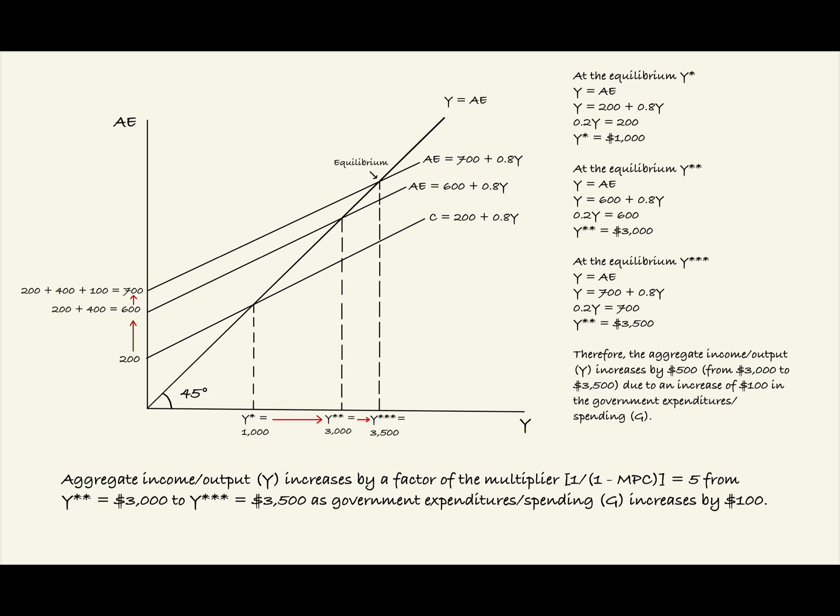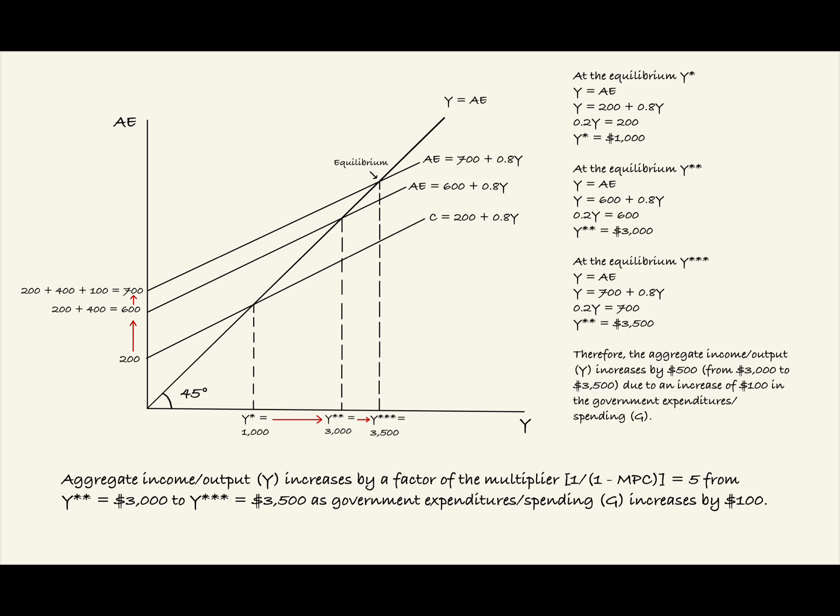Now, at the equilibrium Y triple star, again, we have to have Y equals AE. Therefore, Y equals 700 plus 0.8y. After subtracting 0.8y from both the right and left-hand side of the equation, we have 0.2y equals 700, which means Y triple star, or the equilibrium aggregate income or output, equals $3,500.